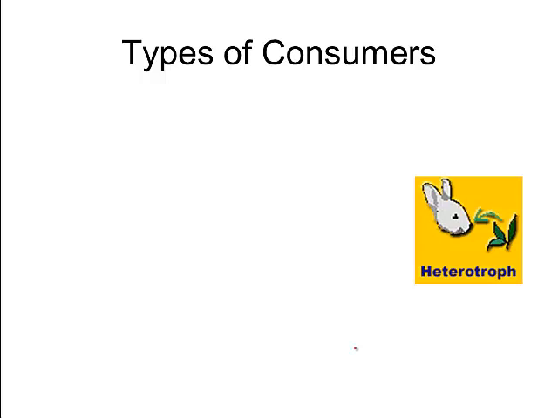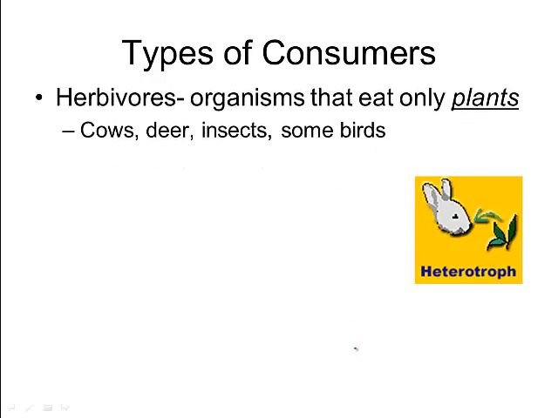There are several different types of consumers that can be found within an ecosystem. Herbivores are the types of organisms that are going to eat only plants. So you can kind of see that in the name, herb. Cows, deer, insects, some birds, these are all herbivores.